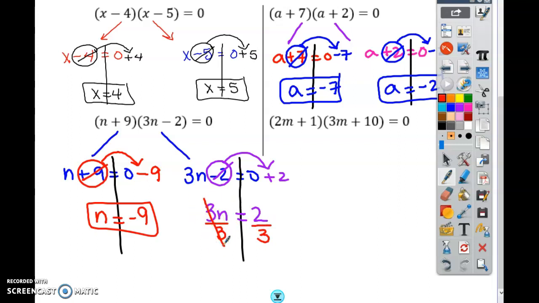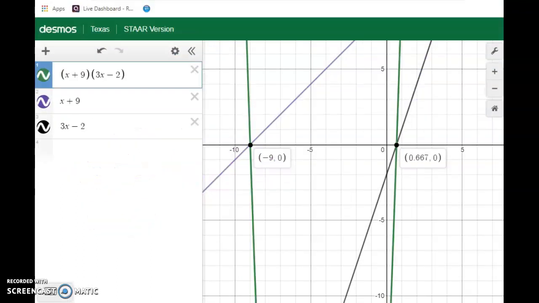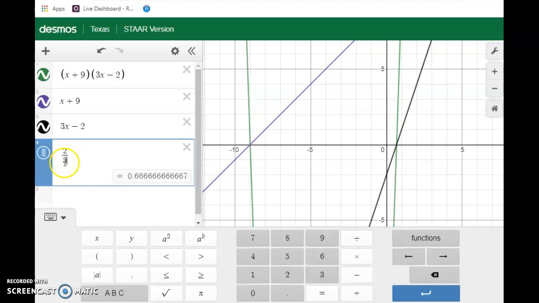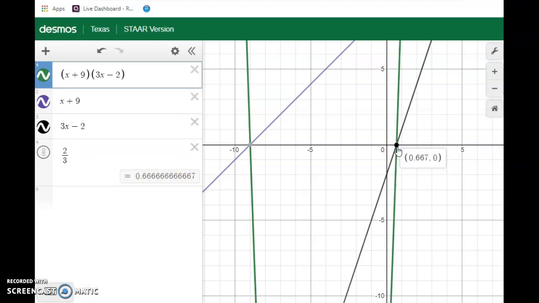Right? So then you can put this in the calculator and it gives you the same thing. N equals 2/3. Okay? You can also type the equations in Desmos. This is what it looks like. X plus 9, 3x minus 2, x plus 9 first, 3x minus 2 second. One of my solutions is negative 9. My other solution, 0.6666667, which is the same thing as 2 over 3. See, 2 over 3 gives me that number that we have right here. And if I change it to a fraction, it's just 2/3.